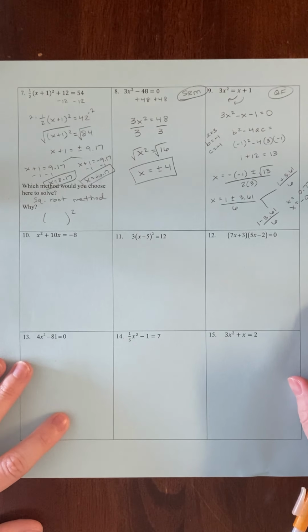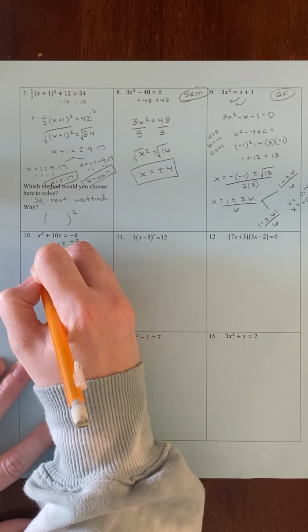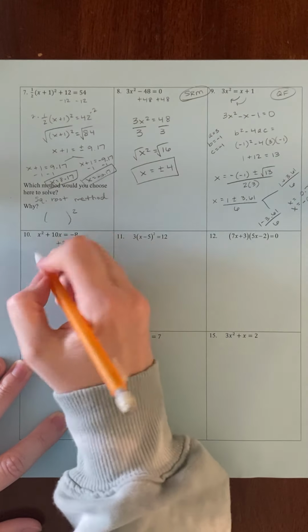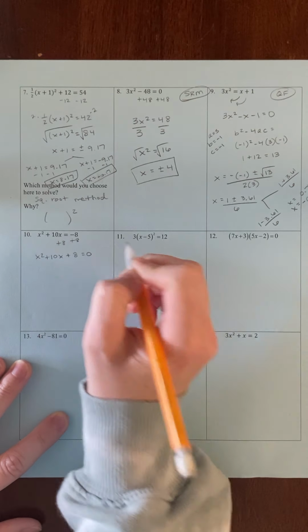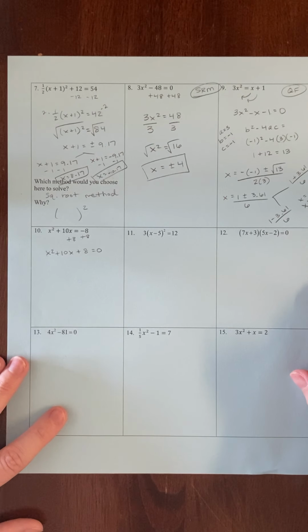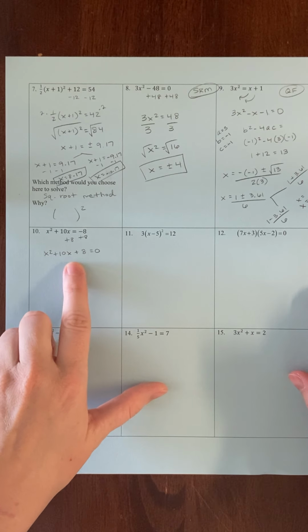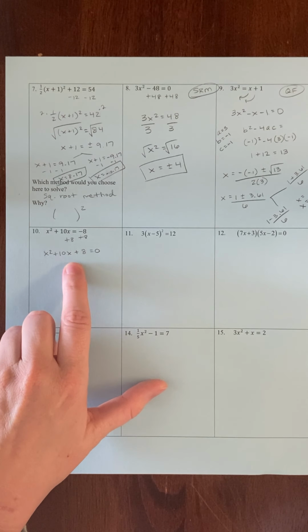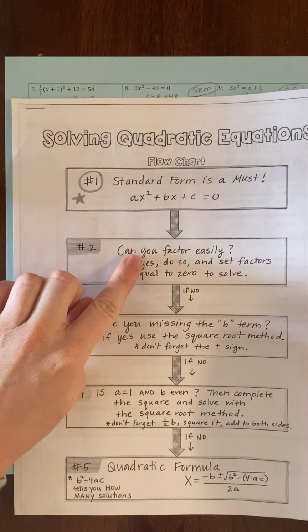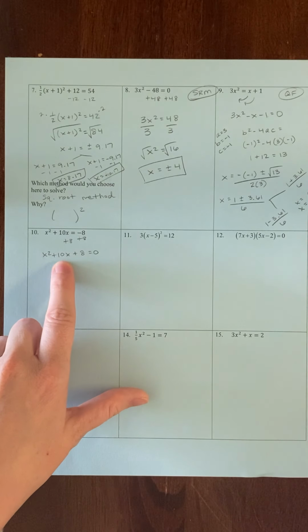For the next one, first thing I have to do is get in the correct format. So I'm going to add 8 to both sides. So I get x squared plus 10x plus 8 is equal to 0. All right, I'm going to look to see if it's factorable. This is not factorable. There's no numbers that multiply to be 8 and also add to be 10, so I can't factor it. I can't do square root method because it's not missing the b term, the bx term.